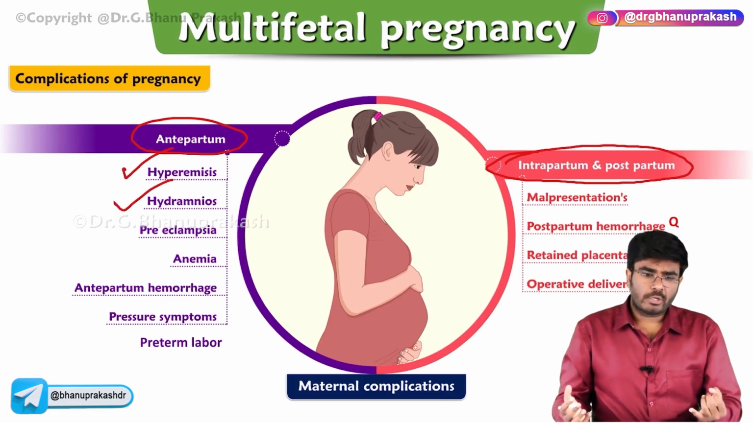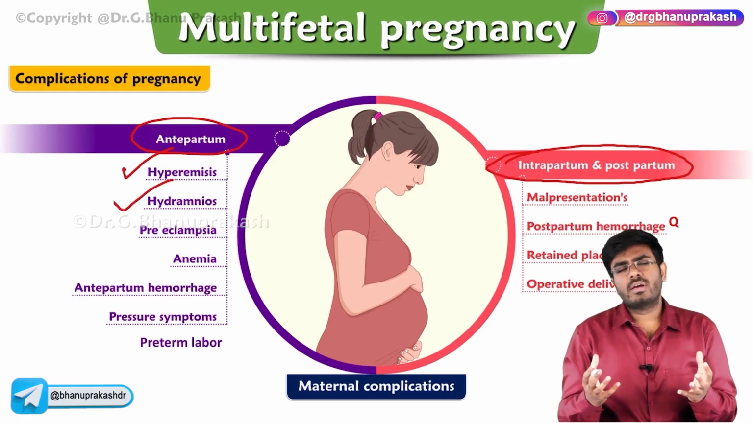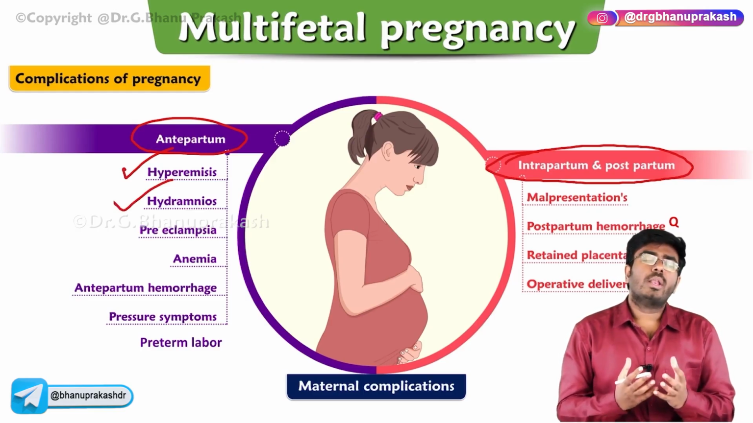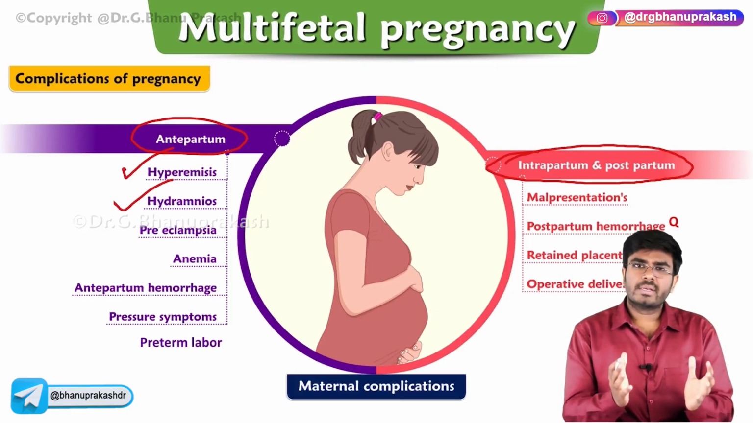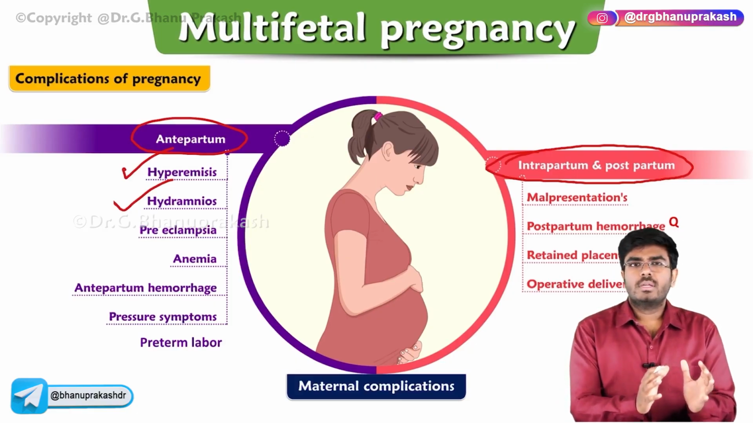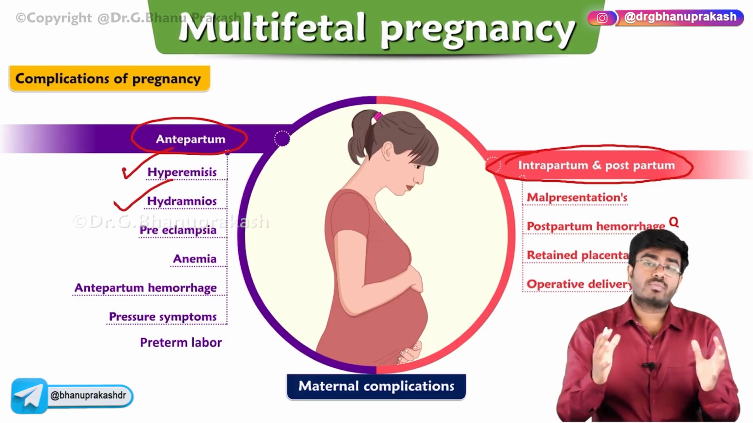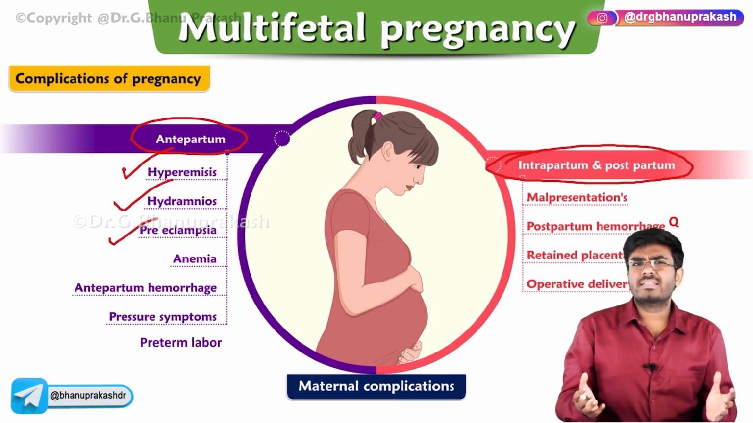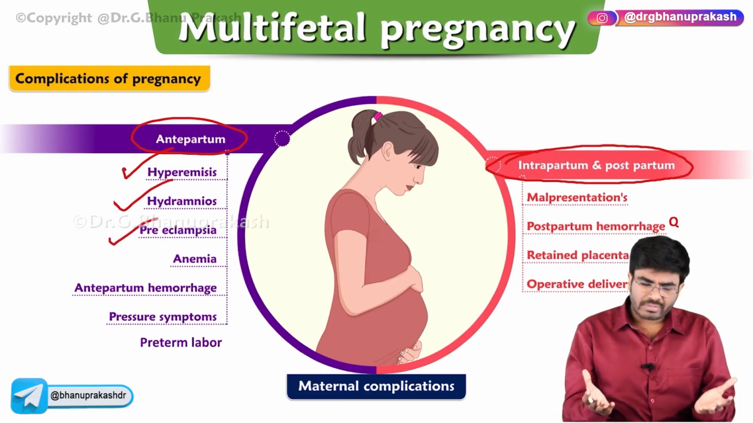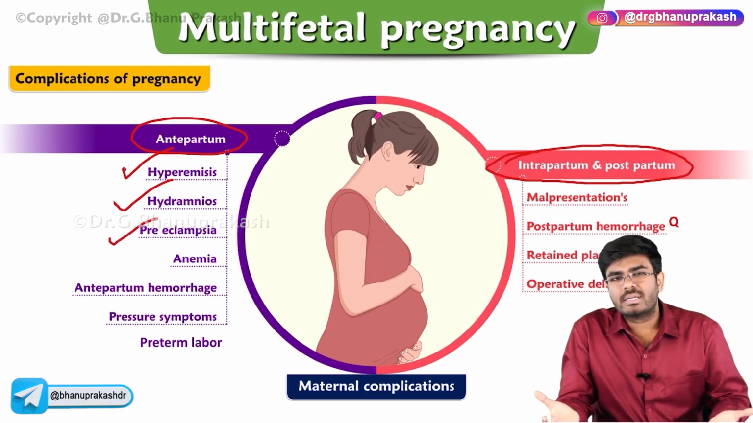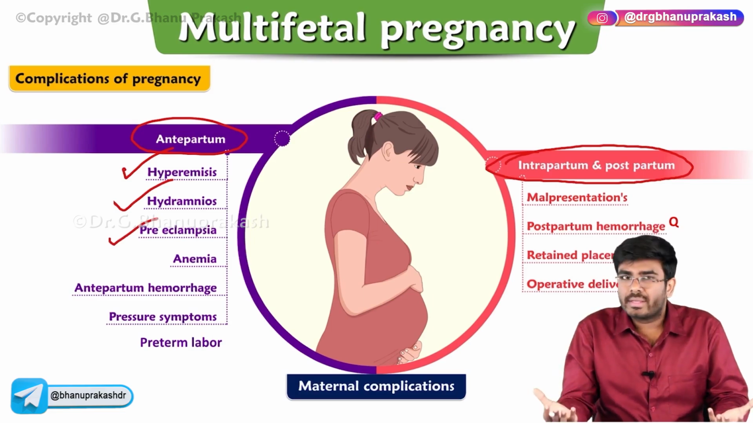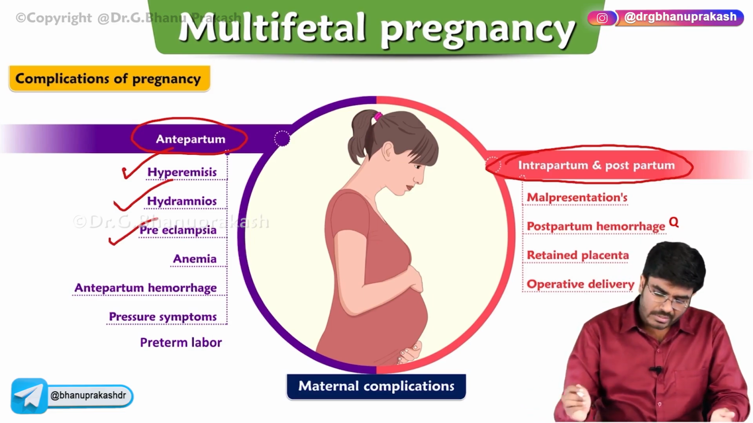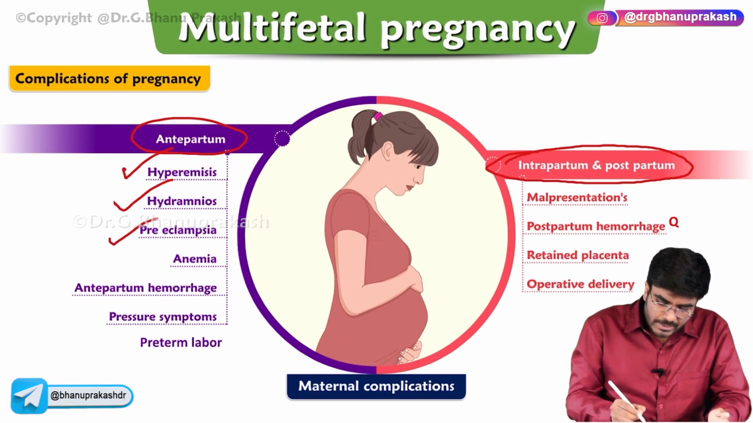Polyhydramnios can be there. Two babies making so much liquor, so polyhydramnios can happen. Normal pregnancy, normal fluid. Two pregnancies, too much fluid, polyhydramnios can happen. Yes, true. One pregnancy itself is a headache. With one pregnancy itself you can have preeclampsia. Two pregnancies, more headache, more BP. So there is a risk of preeclampsia.